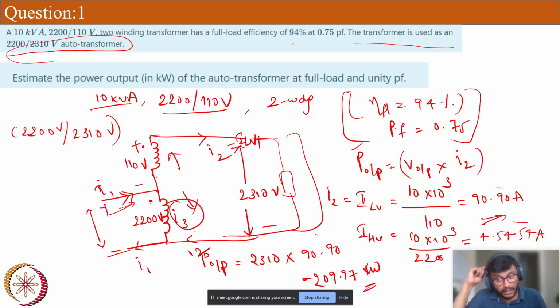And my primary winding, that is my HV winding, can only carry 4.54 ampere rated current without overloading it. So that is the power transformed by my auto transformer. By how much power has been transformed by the primary winding? Let's calculate that.